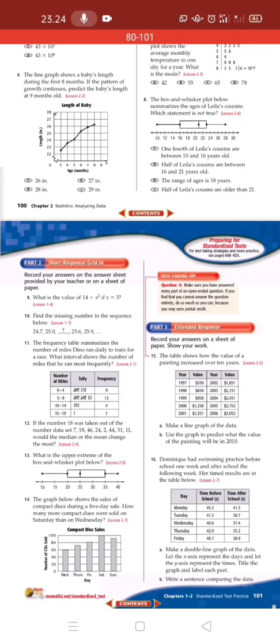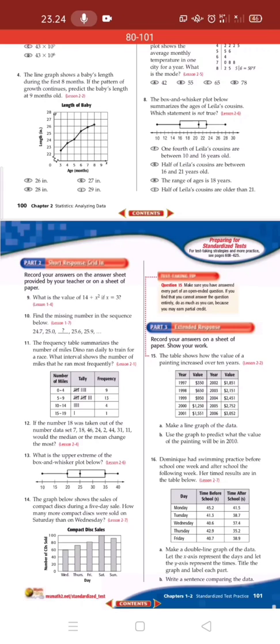15. The table shows how the value of a painting increases over the years. A. Make a line graph of the data. B. Use the graph to predict what the value of the painting will be in 2010. 16. Dominic had swimming practice before school one week and after school the following week. His test results are in the table below. Lesson 2 to 7.